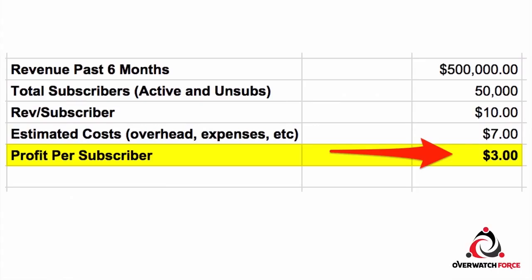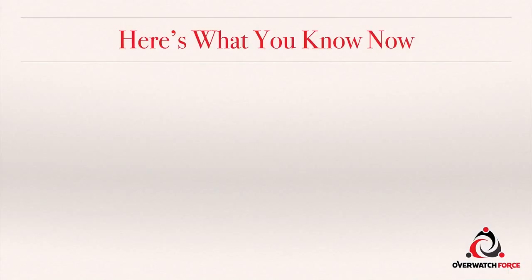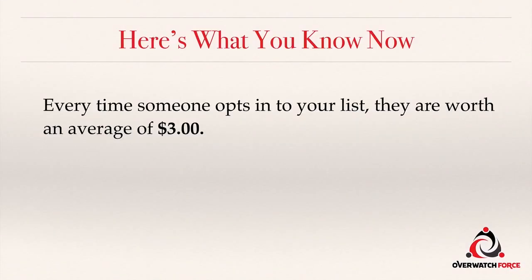So, to jump back to this, remember the revenue for the past 6 months was $500,000, total subscribers was 50,000, your revenue per subscriber was $10. Well, I backed out that overhead cost, that $7. Now I know that my profit per subscriber is $3, okay? So that's where we come up with that CPA. So now, here's what you can do. Here's what you know. Every time somebody opts into your list, they're worth $3.